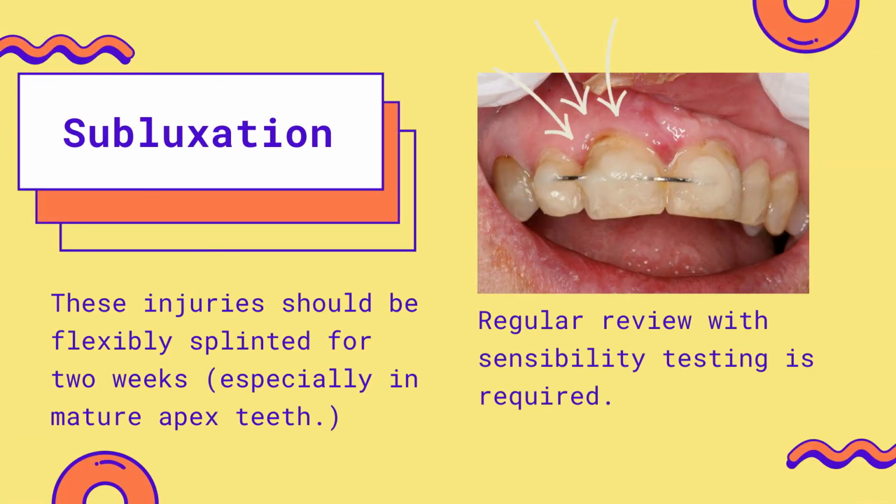Subluxation. When dealing with subluxed teeth, it is important that the periapical tissues and neurovascular vessels are protected from further trauma, and these injuries should be flexibly splinted for 2 weeks, especially in mature apex teeth. Regular review with sensibility testing is required.